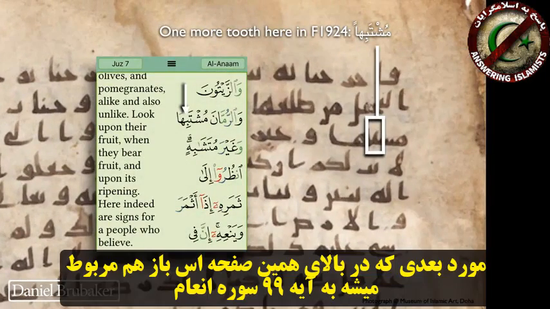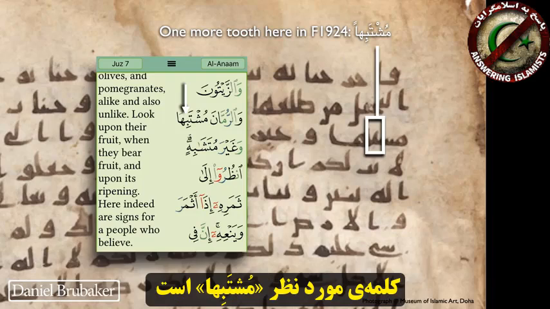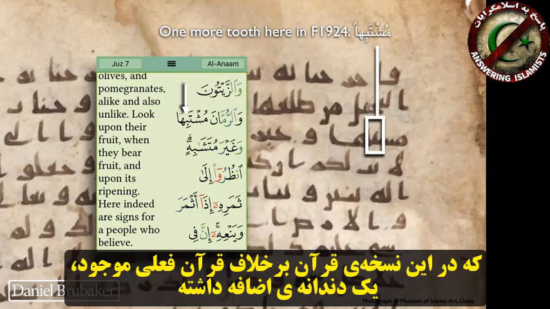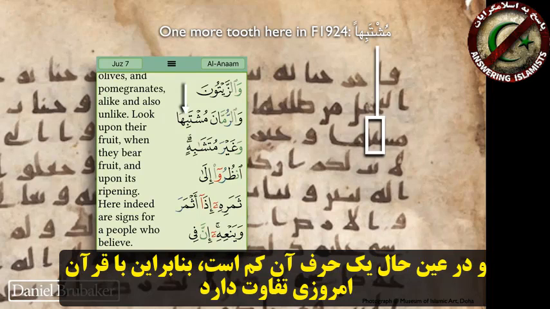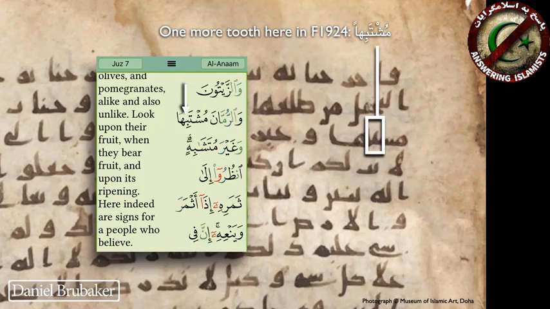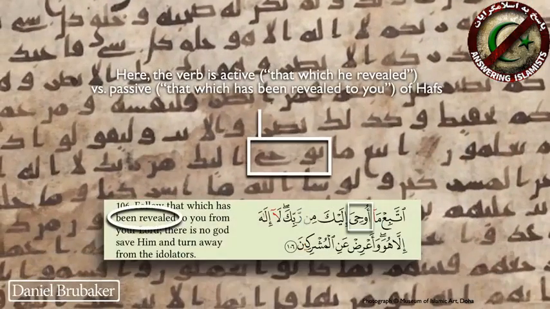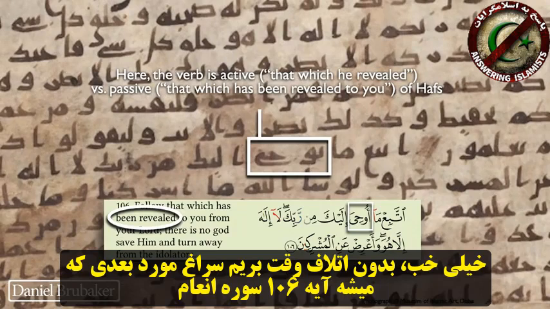Going back up near the top of the page here, we're back to 6:99, I believe. And the word is mushtabiha. There is one more tooth here in this word in the F1924 text, which is my abbreviation for the standard text, the Hafs text, than there is in this manuscript. So it's just a variant. It's one missing letter in this manuscript if we consider the standard to be the correct text.